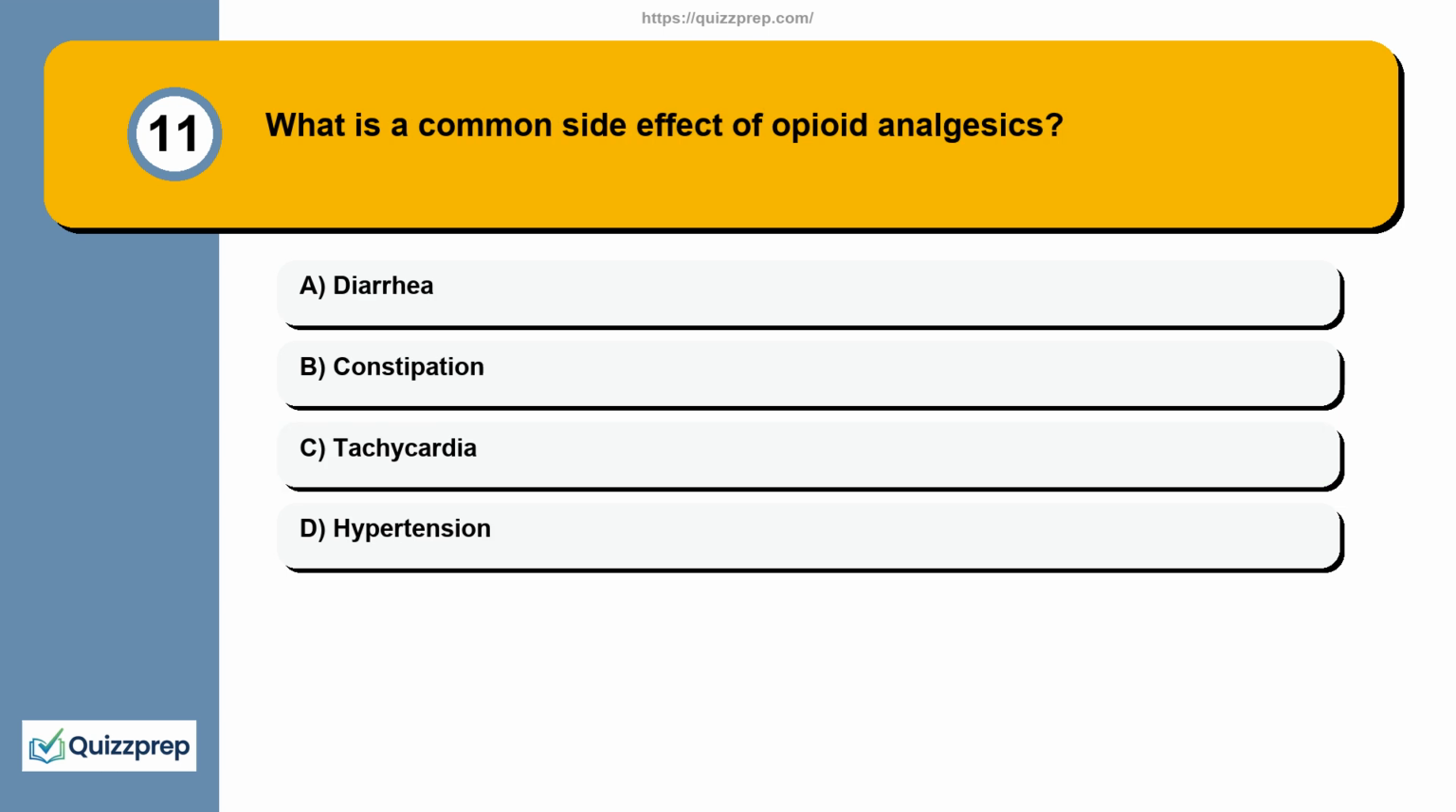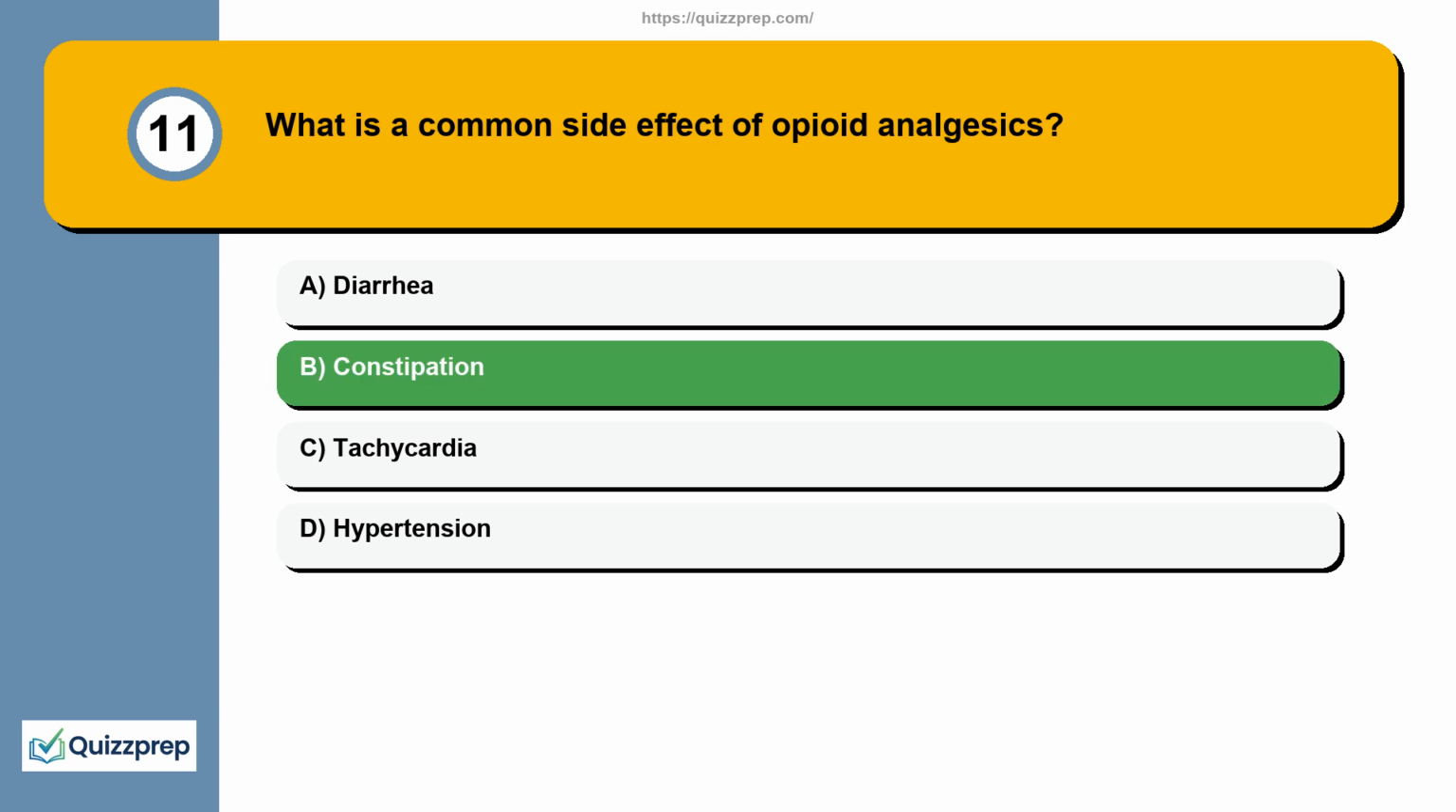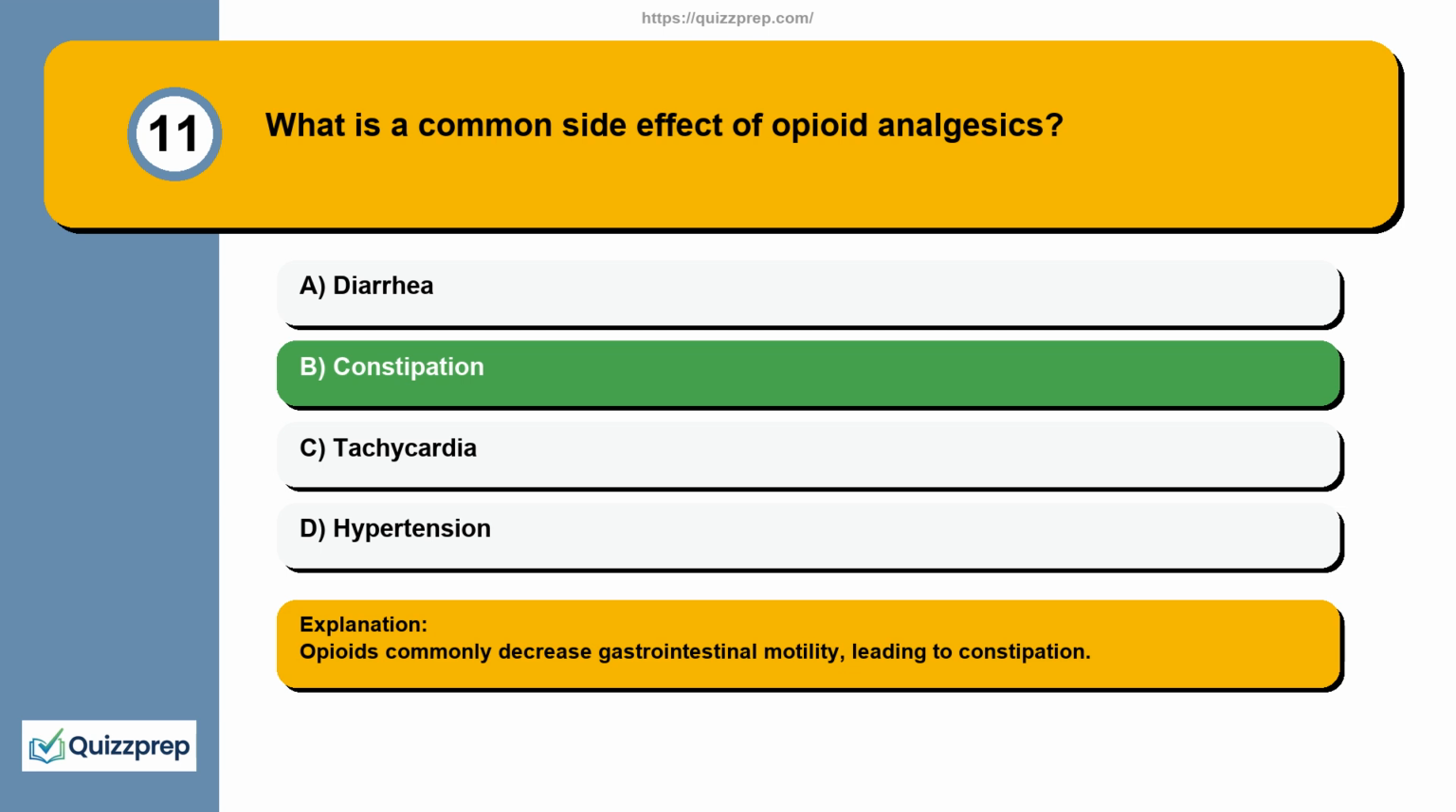Question 11. What is a common side effect of opioid analgesics? Here are your options. Option A. Diarrhea. Option B. Constipation. Option C. Tachycardia. Option D. Hypertension. The correct answer is option B. Constipation. Explanation. Opioids commonly decrease gastrointestinal motility, leading to constipation.